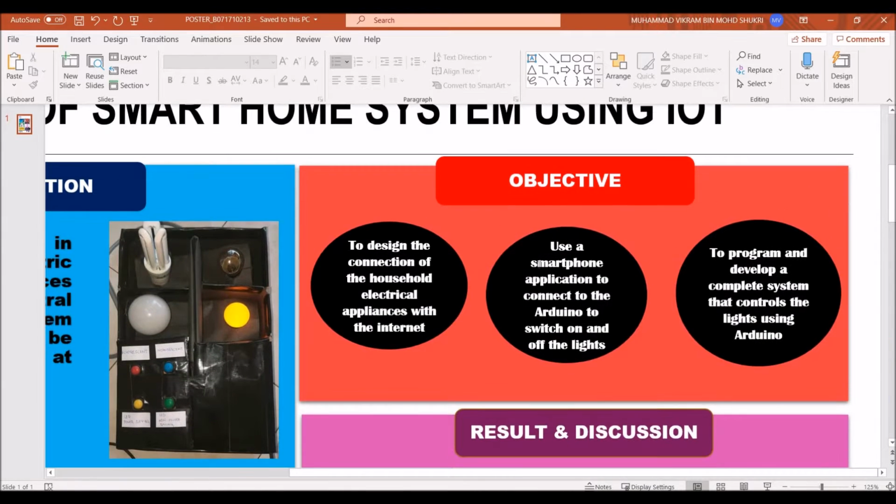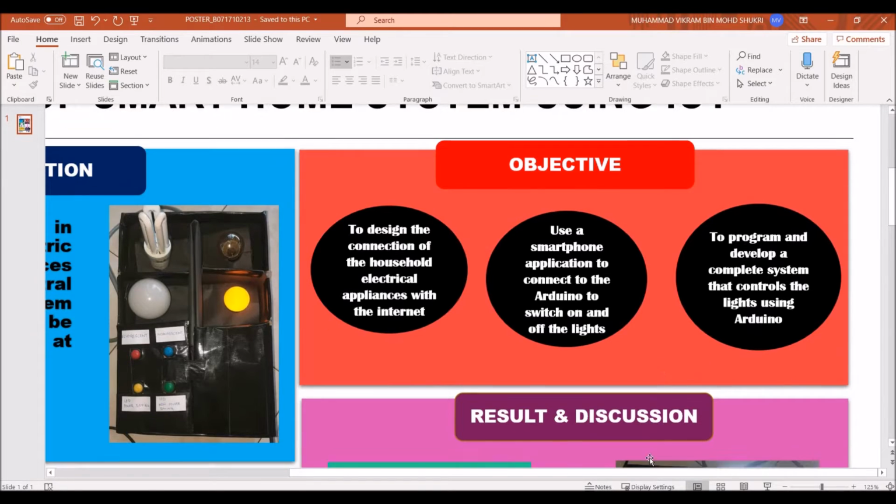My project objective is to design the connection of the household electrical appliances with the internet. My second objective is to use my smartphone application to connect to an Arduino and switch the lights on and off at will. My third objective is to program and develop a complete system that controls the lights using Arduino.